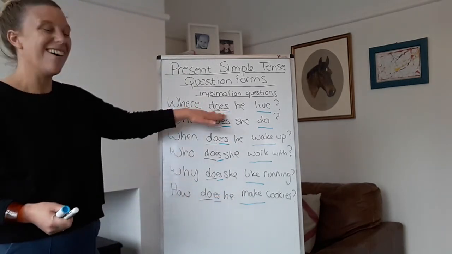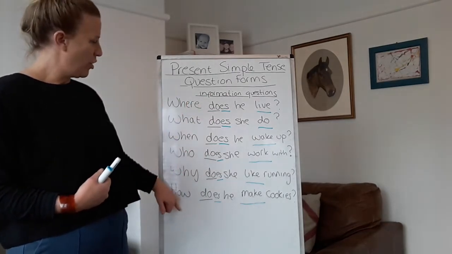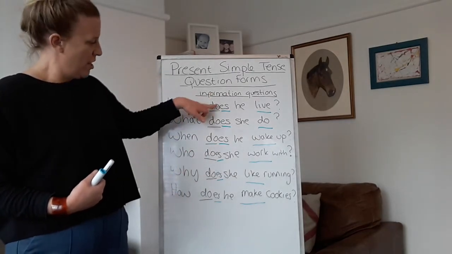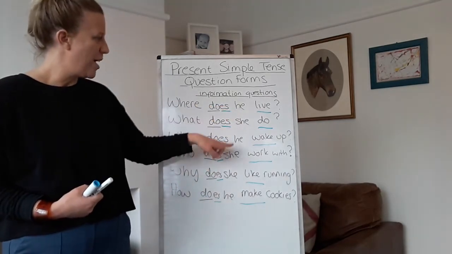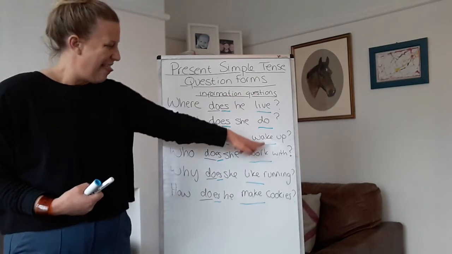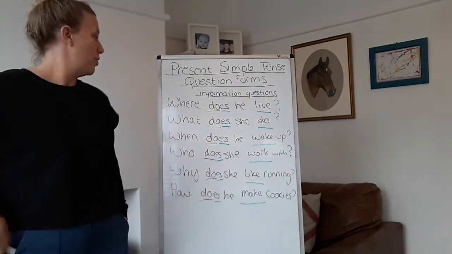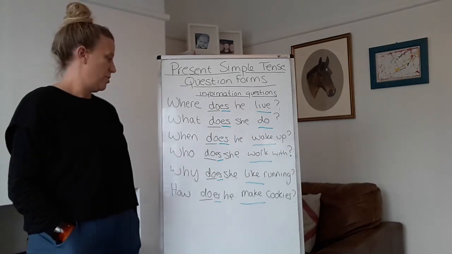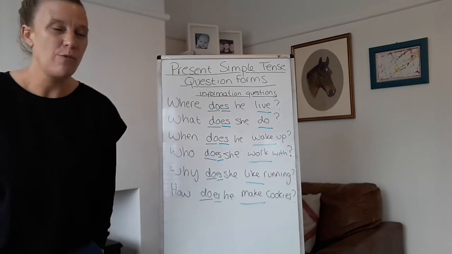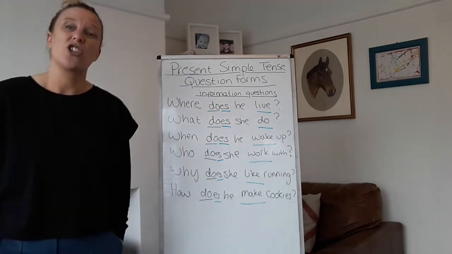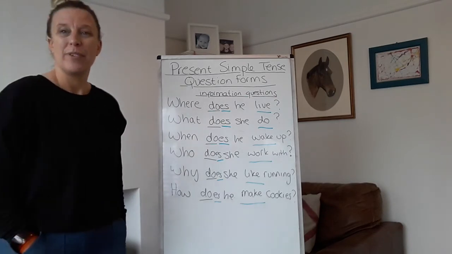So where does he live? So same structure, we've got the information question, the WH question, the verb do, but it becomes does with he, she or it. Then our subject, then our base form of the verb. So where does he live? What does she do? When does he wake up? Who does she work with? Why does she like running? How does he make cookies?